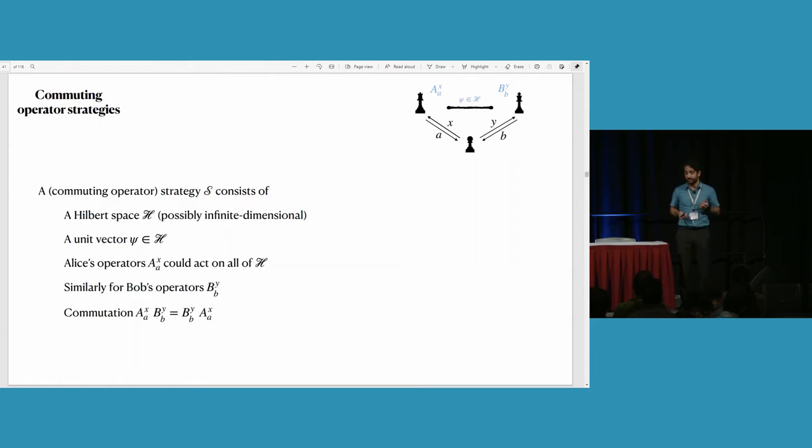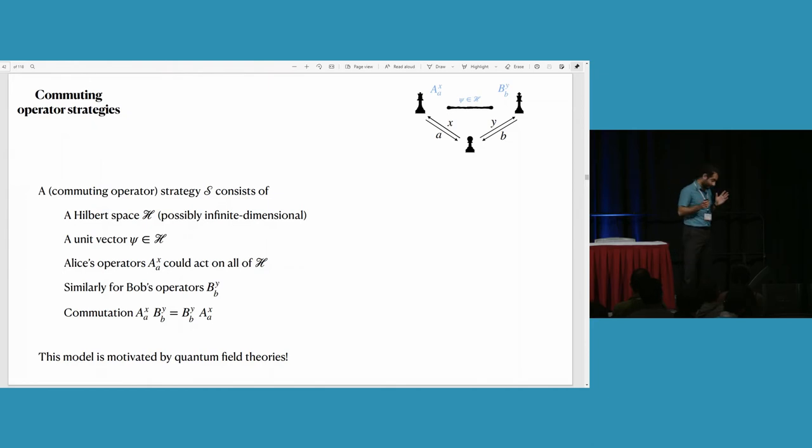This is called a tensor product strategy, as I said before, but there is another model for strategies known as the commuting operator strategy. A commuting operator strategy consists of a Hilbert space H that could possibly be infinite dimensional. This time I only have one Hilbert space, and both Alice and Bob sit in this large Hilbert space, and they have, just like before, a unit vector in this Hilbert space. This time, Alice's operator can act on every corner of this Hilbert space, and similarly for Bob's. There's just one requirement: I need that Alice and Bob's operators commute with one another. This guarantees the no communication requirement of non-local games, and also gives it the name, the commuting operator strategy.